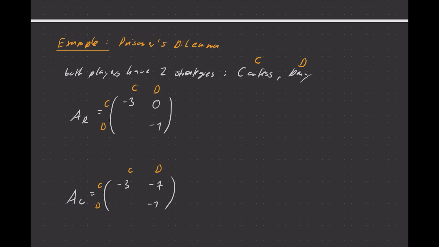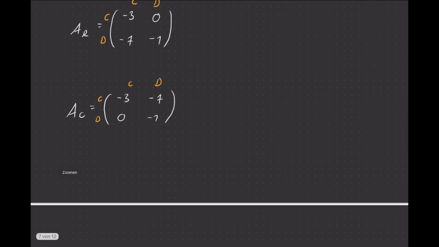And finally, this situation, the row player denies, the column player confesses. That's the reverse situation. In that case, the row player gets 7 years in jail, so there's a -7 here. And in this matrix here, the column player walks, so there's a 0. Okay, so these are the payoff matrices for prisoner's dilemma.